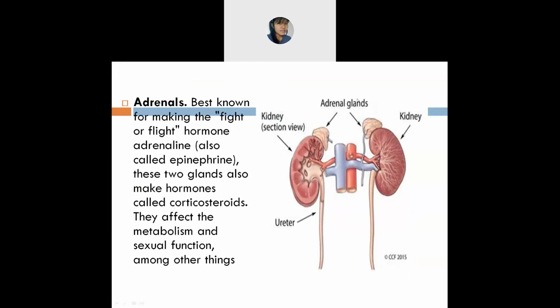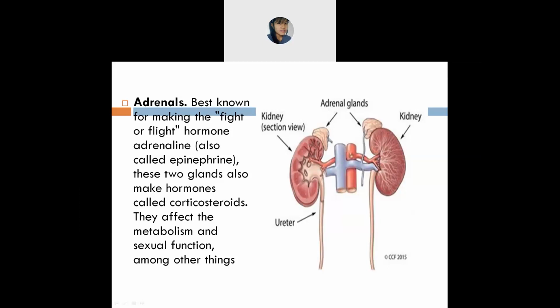Next are the adrenal glands. You will find the adrenal glands above your kidney. So this is your kidney, and the adrenal glands sit above your kidney. So let's see about the adrenal glands.